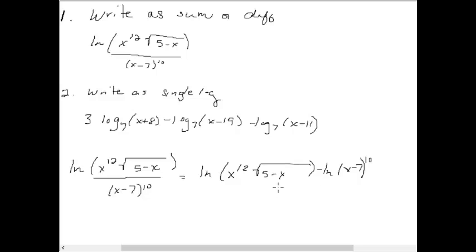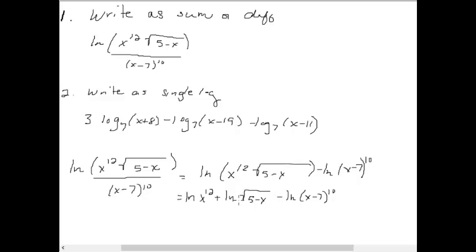Okay, so now I still have a product here, so I can separate that with addition of two logs. So this would be the natural log of x to the 12th plus the natural log of the square root of 5 minus x, and then I still have that minus the natural log of x minus 7 to the 10th.